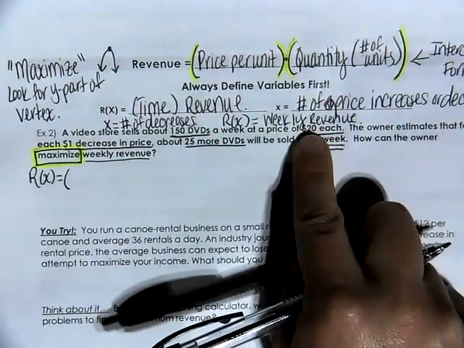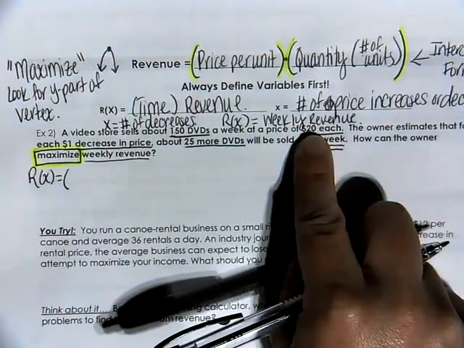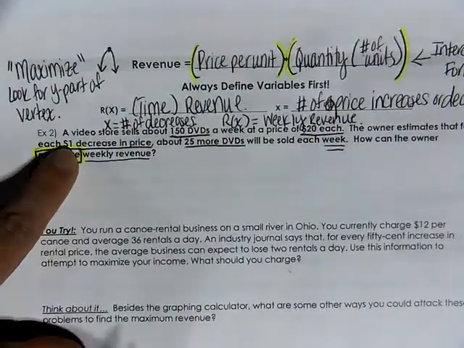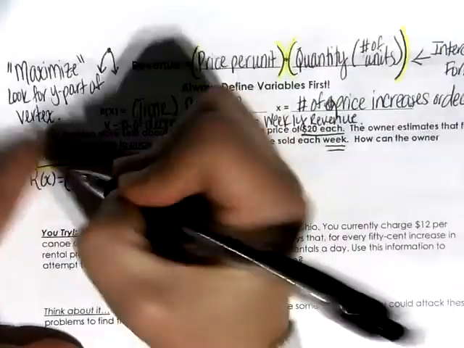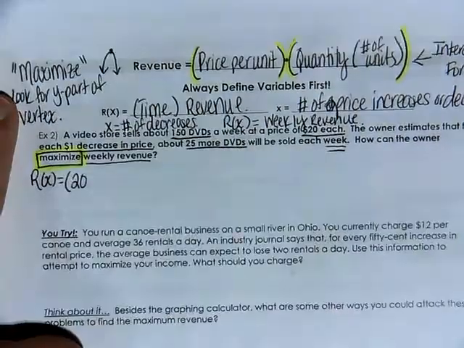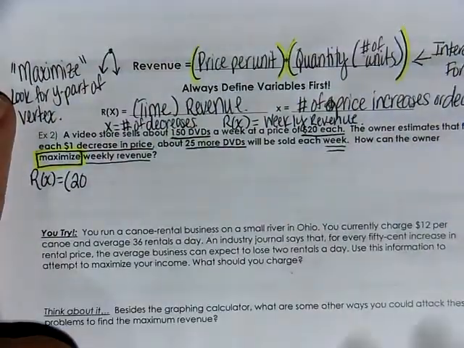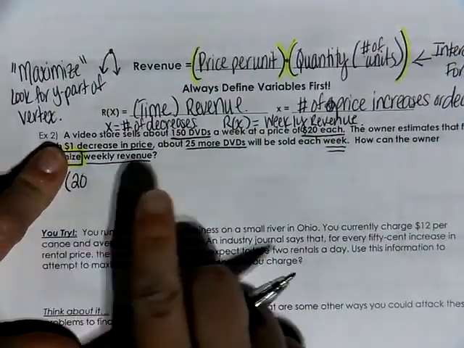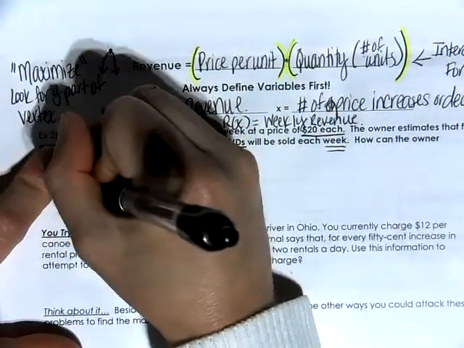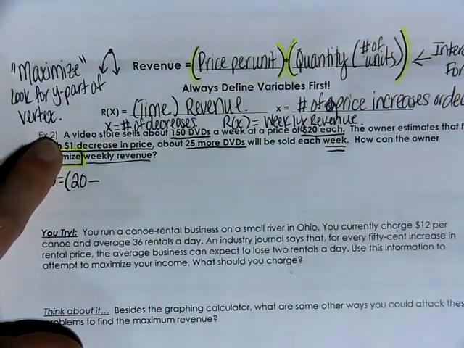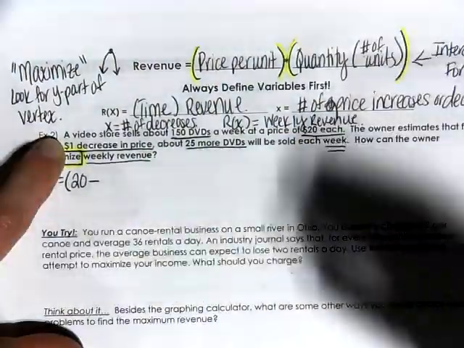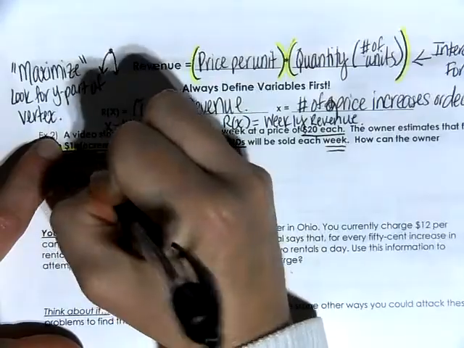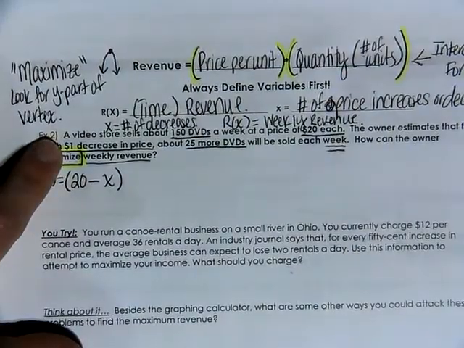The price starts off being $20 for each DVD, and then the price is decreased by $1 every single time. So I always start off with whatever we start off with. In this case, it's $20. Then I have a $1 decrease in price. Decrease means minus. If this was a 5, I would write 5x. In this case, because it is $1, I'm just going to write x.